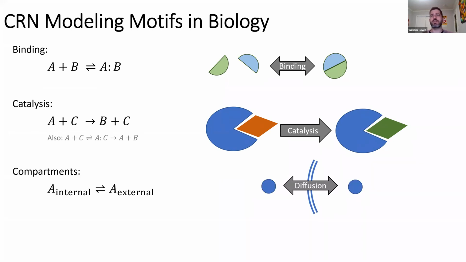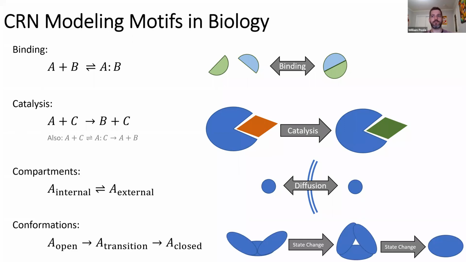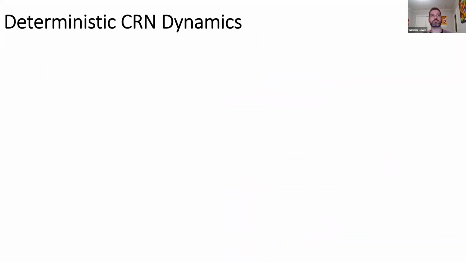You can also have compartments. So imagine I have an external signal and an internal signal, and it diffuses across a compartment. Well, I can also call that a single step reaction, where the signal goes from A internal to A external. And finally, conformations. Many biomolecules have different conformations or states. So maybe you have an open state, and then a transition state, and then a closed state, and you can transition between them. All of these things are easily expressible as chemical reaction networks, and this makes the framework very powerful for codifying our knowledge and our internal picture of how biochemical systems function.